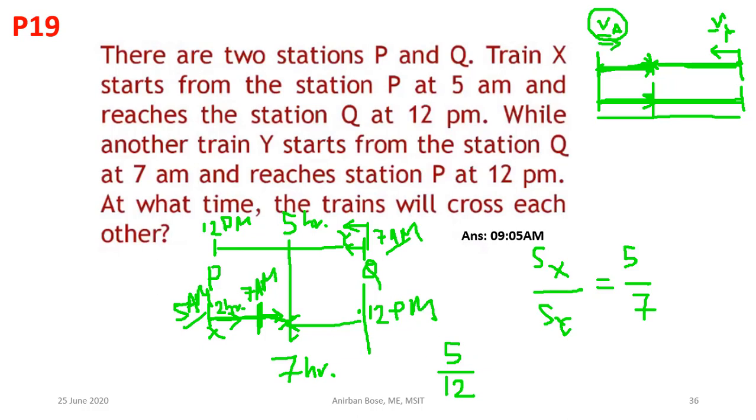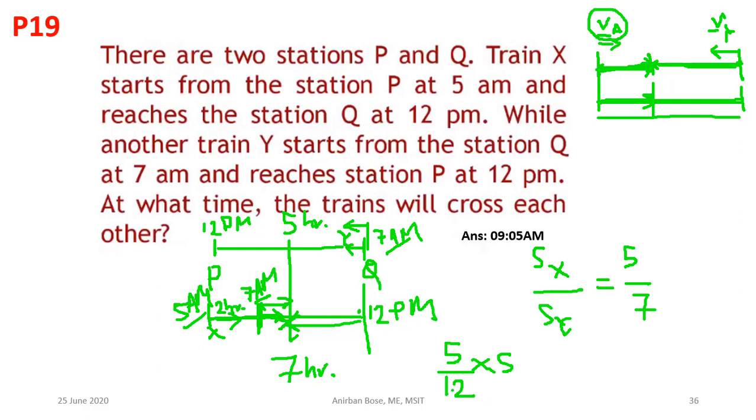Distance ratio is basically 5 by 12 of the total distance. So from here to here, this distance traveled by X train is 5 by 12 of the total distance, and that is also 5 by 12 of the total time taken by X, because distance and time are proportional. So the total time taken for from here to here by the X train is from 7 to 12, that means 5 hours is this.